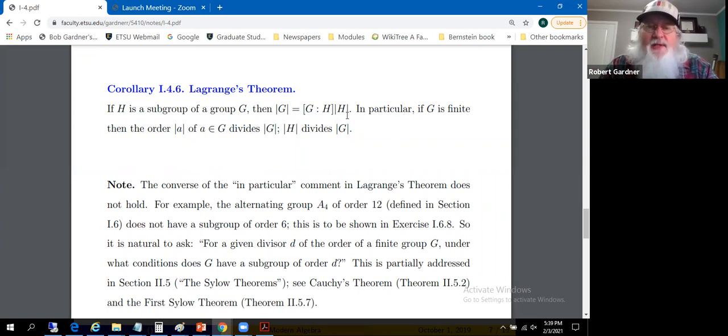Well, that makes perfect sense. We've said I take G and we partitioned it into these cosets. This tells you how many cosets you have, and this tells you how big they are.